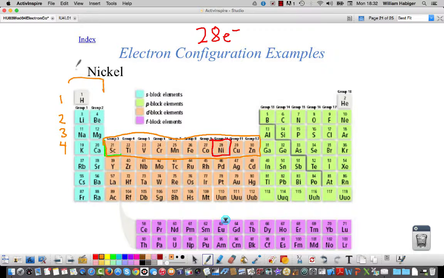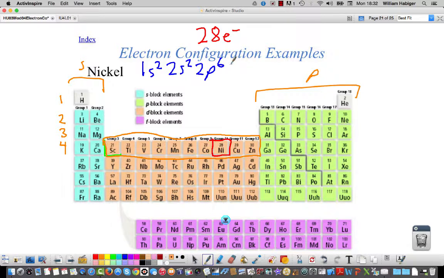So here we have our S's, we have our P's over here, okay? So we start off in the first row, that's going to be 1s, okay? There's 2 boxes there, so 1s2, okay? Then after 2, we got 3 and 4, that's 2s. So there's 2 boxes there, so it's 2s2. Then we have our P block right here, this is going to be 2p. Since there's 6 boxes there, it's 2p6.